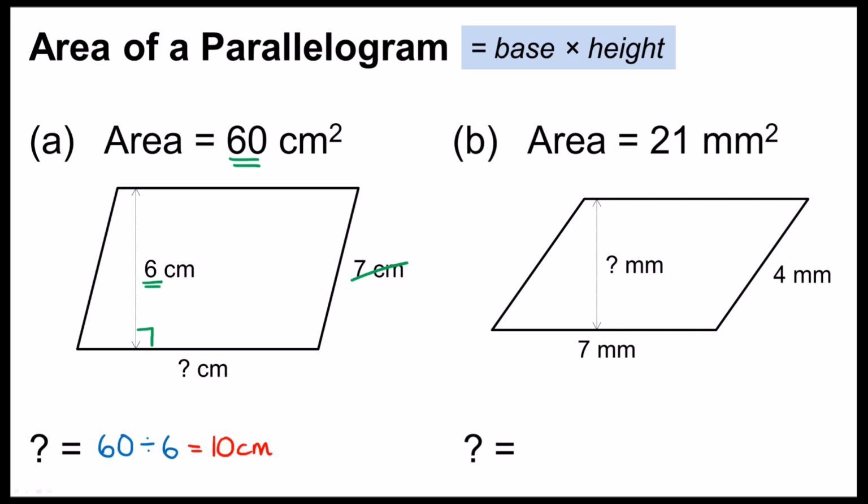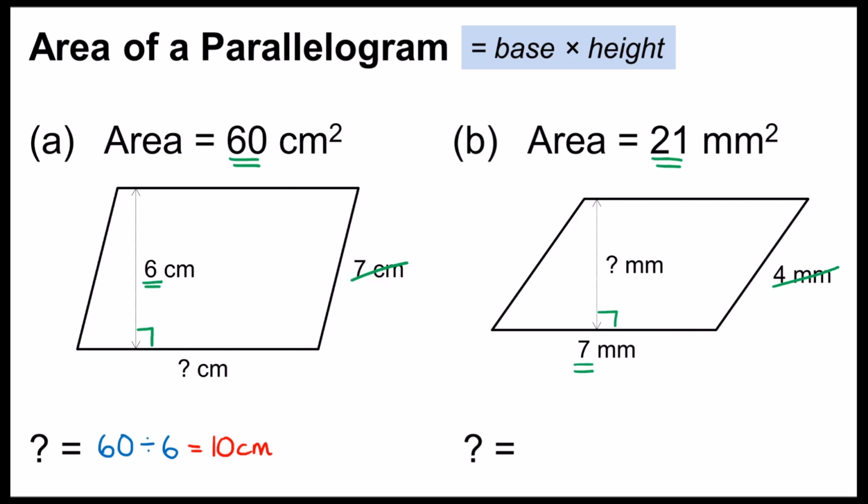In my second example, I can start off immediately by crossing off the length, which is on a slant or a diagonal, so that's the length 4 millimeters. I can see that my parallelogram has an area of 21 millimeters squared and a base of 7 millimeters. I know that I want to use the 7 in my calculation because it's at a right angle or perpendicular to the height, which is the length that I'm trying to work out.